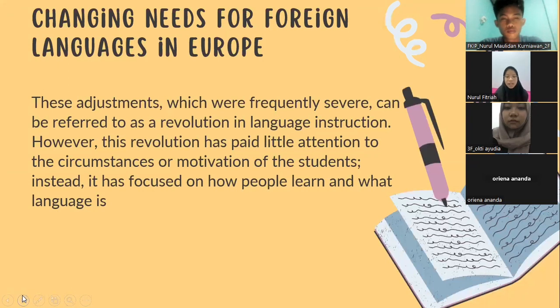Okay. The second point is the changing needs for foreign language in Europe. This adjustment, which was frequently suffered, can be referred to as a revolution in language instruction. However, this revolution has paid little attention to the circumstances of or motivation of the students. Instead, it has focused on how people learn and what language is. As a result, consideration of the reasons why people acquire a second language or evaluation of outcomes had become largely absent. Because there are many concerns regarding this learning, a review is being carried out regarding language learning in Europe.